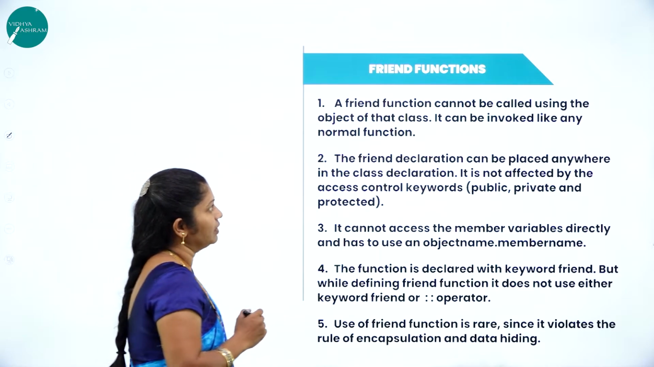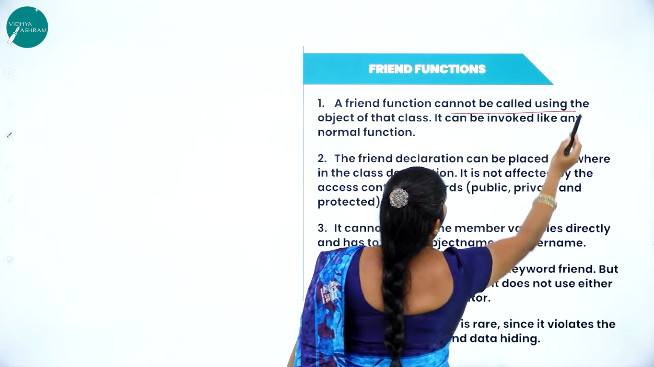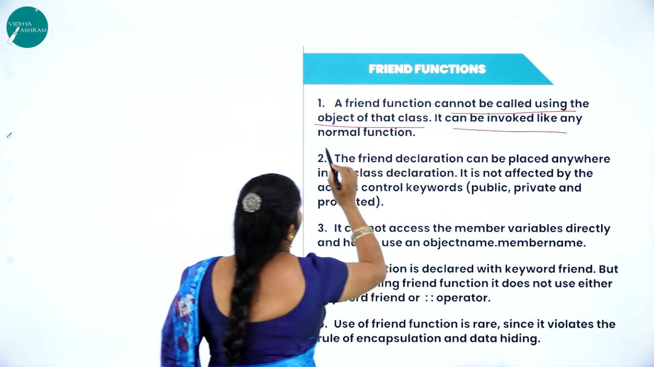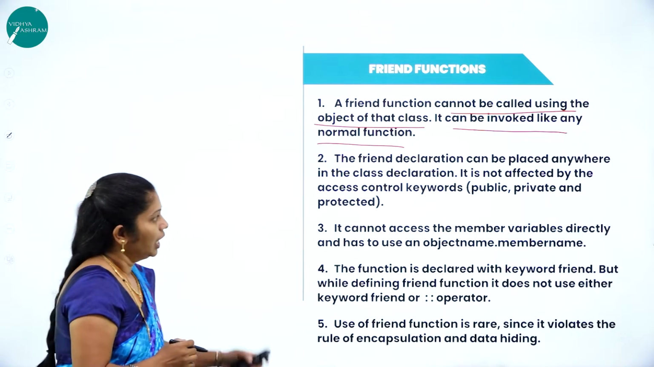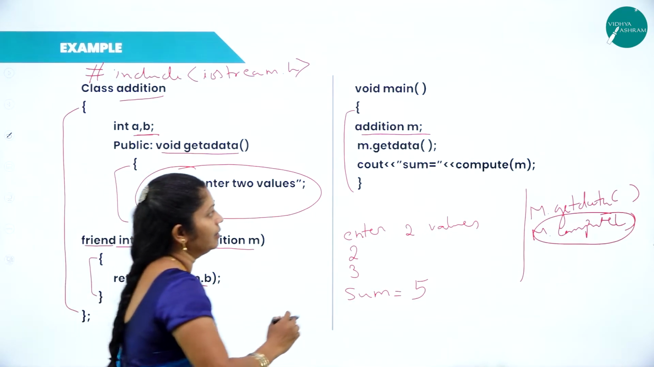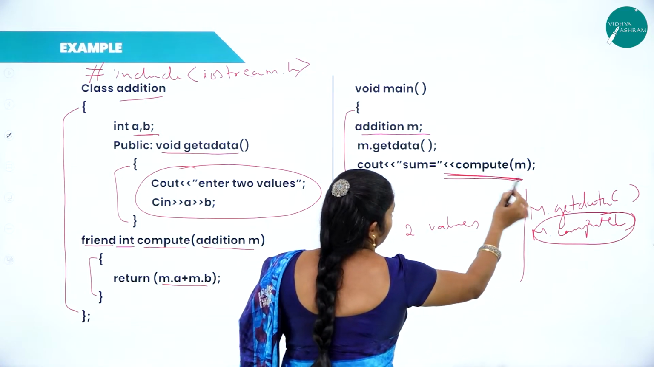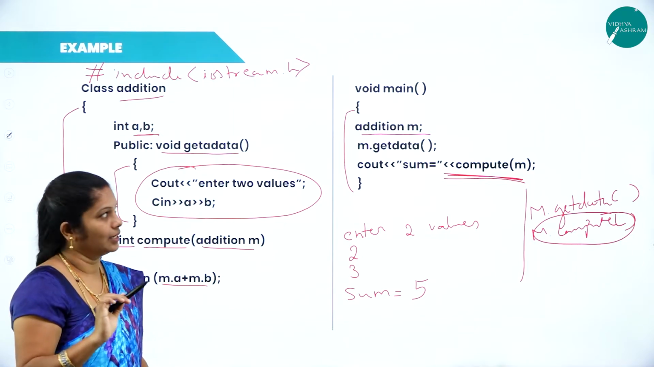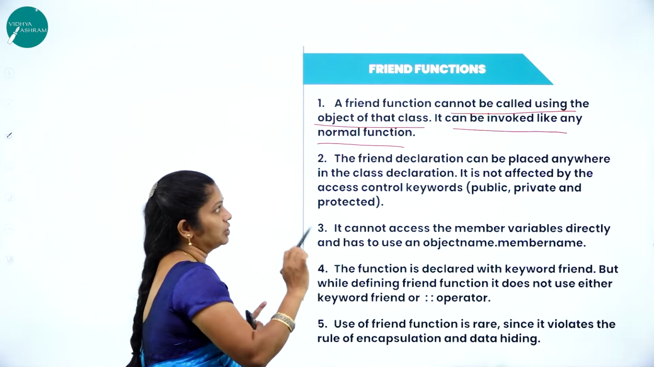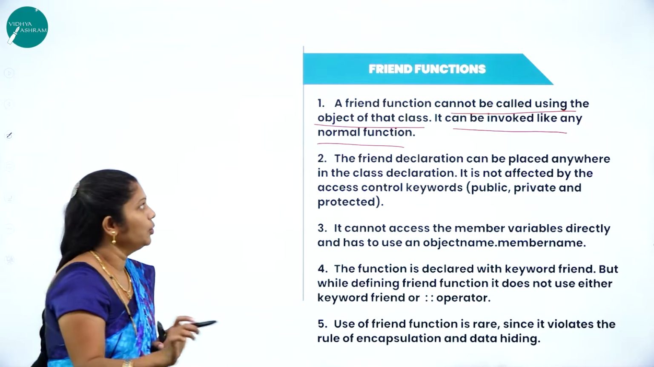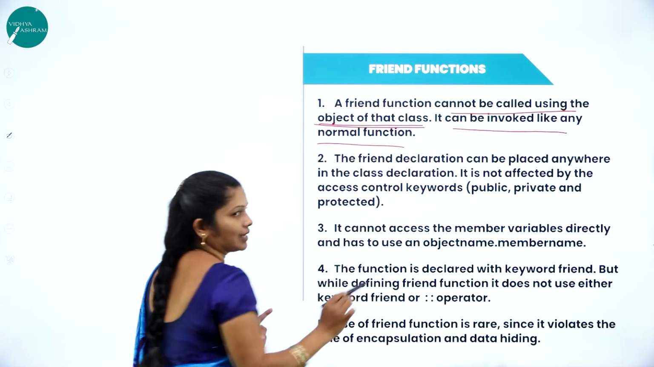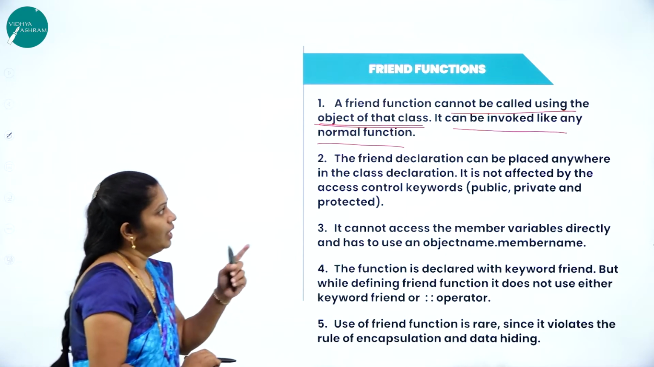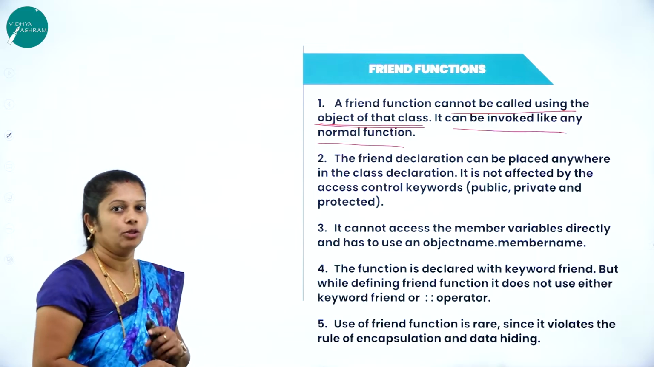The friend function cannot be called using the object of that class; it can be invoked like any other normal function. If you observe the example program, when we are calling the function, we do not require an object here. That is the first point. A friend function cannot be called using the object of that class. We do not require an object to call the function. They can be invoked like any other normal function.